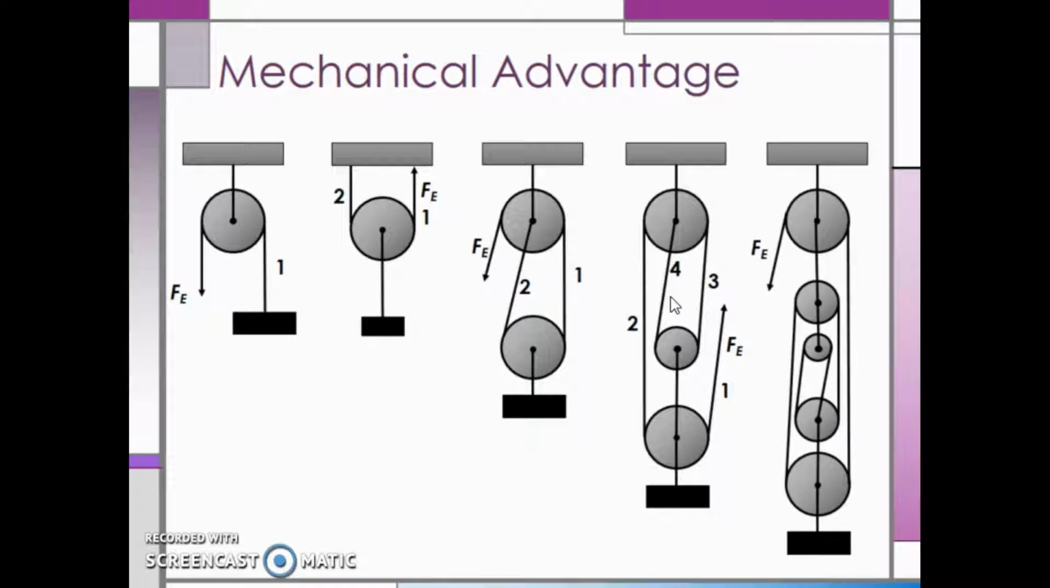In our last example, we have the effort force pointing down on the left side, so this does not count as a strand. Rounding the top pulley, we have one strand. Going around the bottom pulley, we have our second strand. Next, rounding the second pulley from the top, we have our third strand. Rounding the second pulley from the bottom, we have our fourth strand. Finally, rounding the middle pulley, we have our fifth strand.